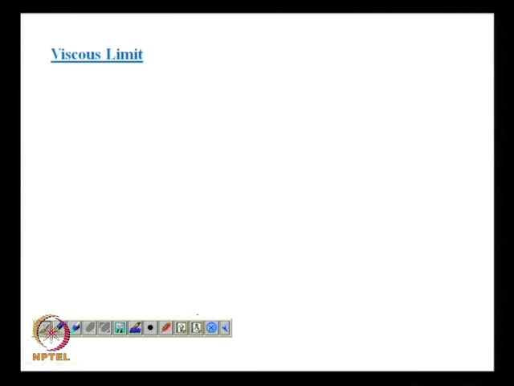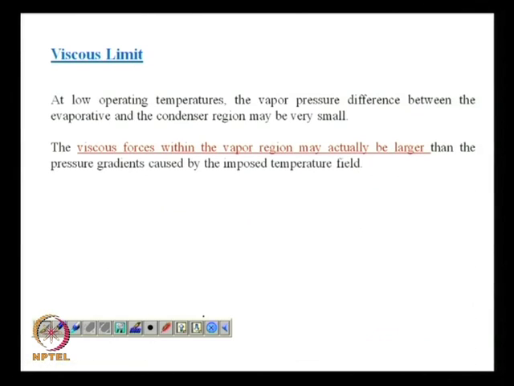But at the other end, we have a situation where, let us say, the operating temperature is quite low, and we have a very small vapor pressure difference between the two sides.